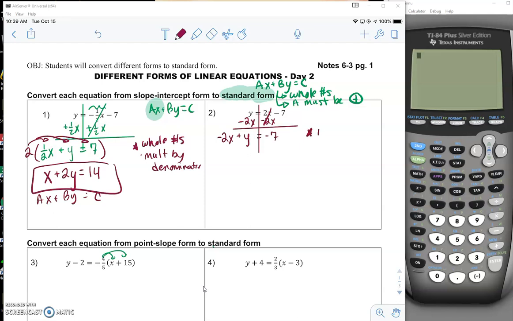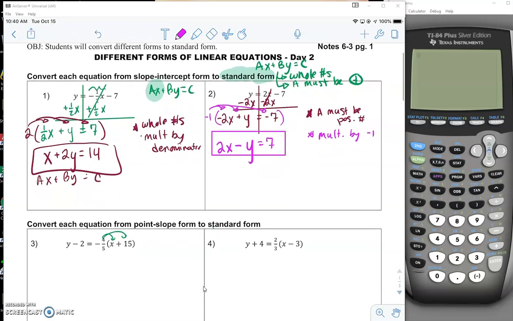This is almost in standard form, but remember that a must be a positive number. In order to get rid of the negative, I can multiply by negative 1. When I multiply, I have to multiply everything. So remember, when we multiply by negative 1, this effectively changes the sign of everything. So this gives me positive 2x, negative times negative makes positive. Negative 1 times y is negative 1y, or just minus y, equals negative 1 times negative 7 is positive 7. And now we are in standard form.